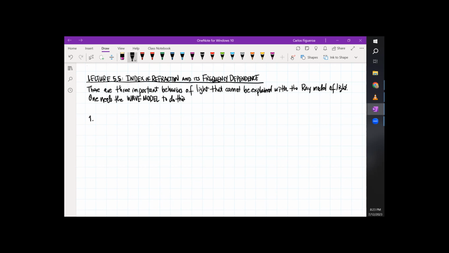The first and most important is dispersion. Dispersion states here that the index of refraction is frequency dependent. In other words, the index is a function of angular frequency.